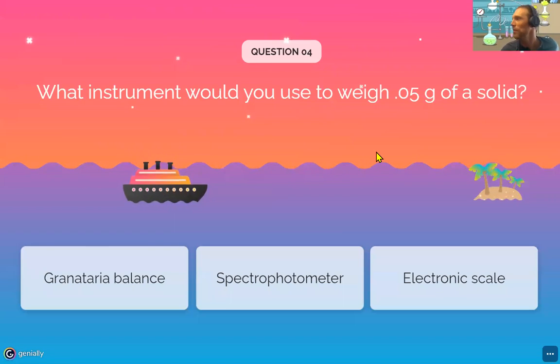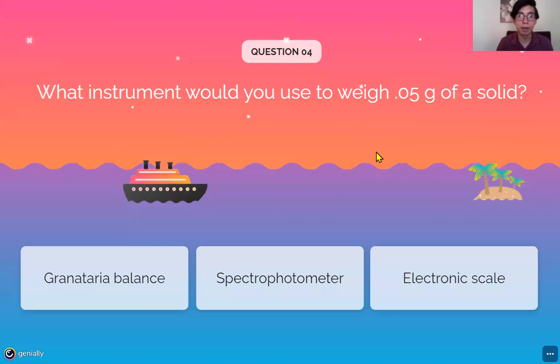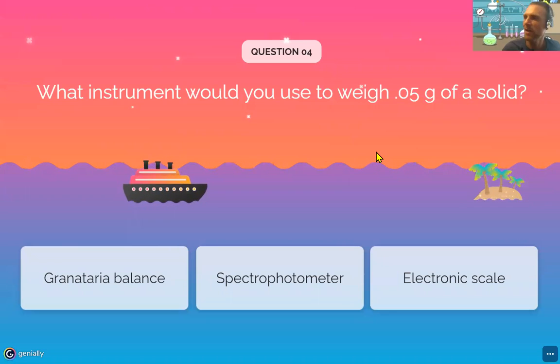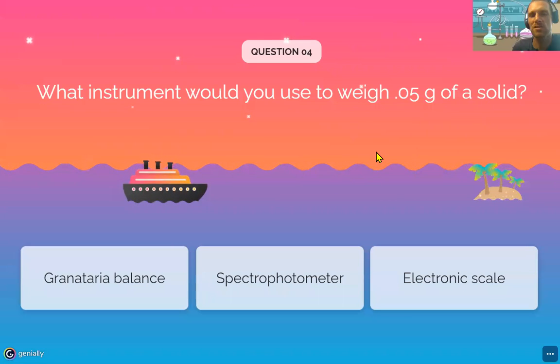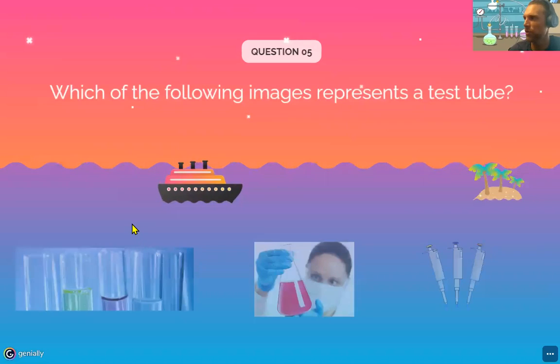So Gael, what do you think about the next question? Maybe, I don't know, electronic scale. Yeah, definitely, because the granataria balance is a good thing, but it's not that accurate. It's something more that we used in the old days. Spectrophotometer? The spectrophotometer had nothing to do with it, because that's something you use to measure how much light is absorbed or how much light goes through at a certain wavelength to detect certain components or molecules in a certain liquid. So it has nothing to do with that. So we would definitely use the electronic scale indeed.